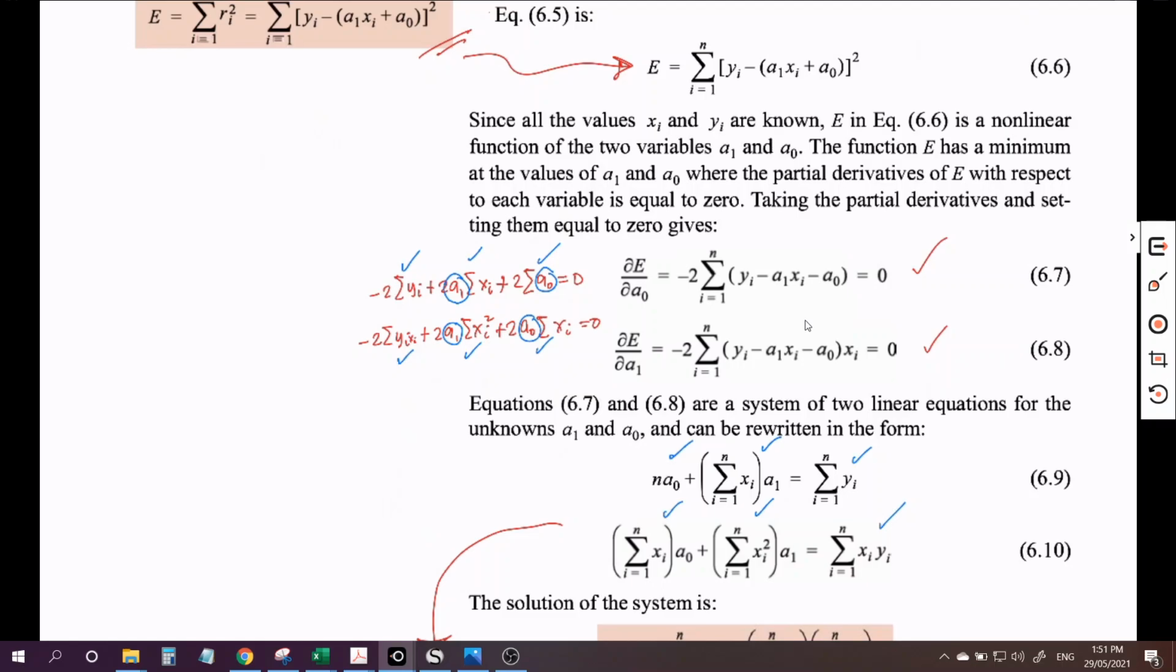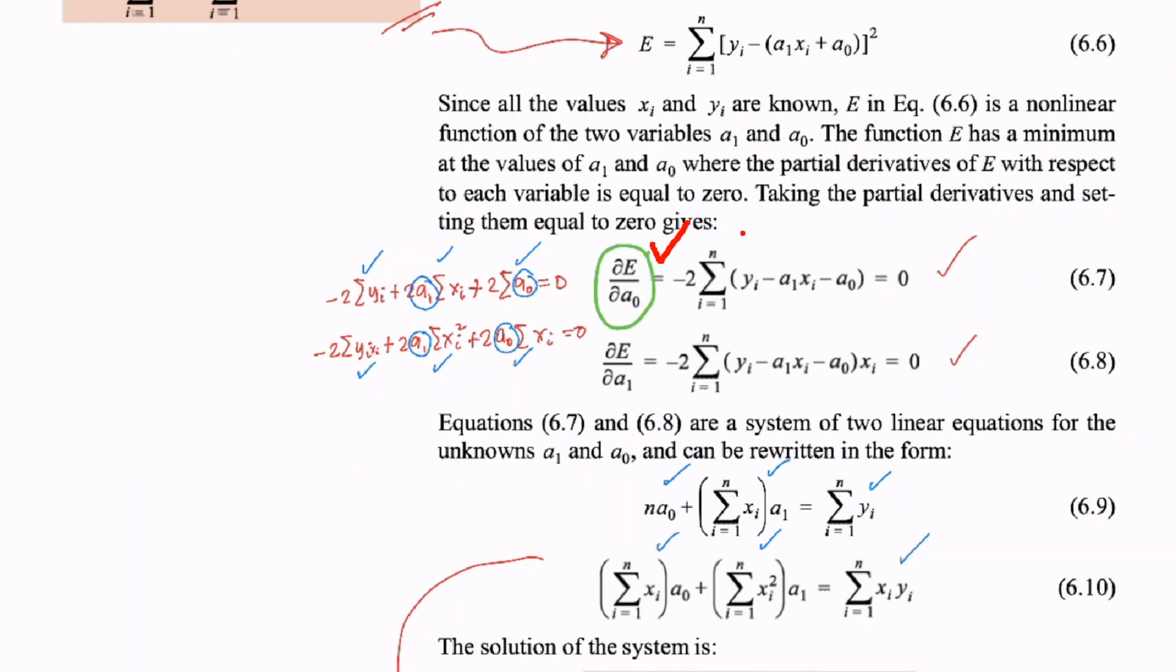So that means dE over dA naught. If we perform this, okay, that means A naught is our variable, the rest are constant. So 2 will be transferred here. Okay, that's why we have this. And then this equation will be intact here. The derivative of a naught is 1. So this is the equation we got.